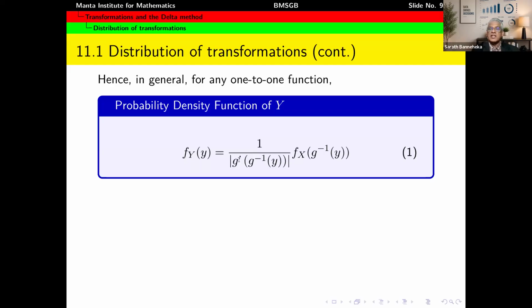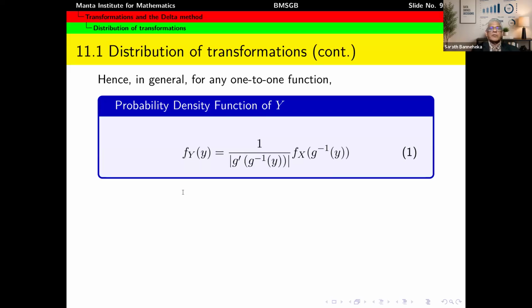g dash is the derivative. But it's easy to remember, I think, if you just write down f_Y(y) is equal to f_X(g inverse(y)) times the absolute value of dx over dy. That is another way to remember it. This is the expression given in the book.